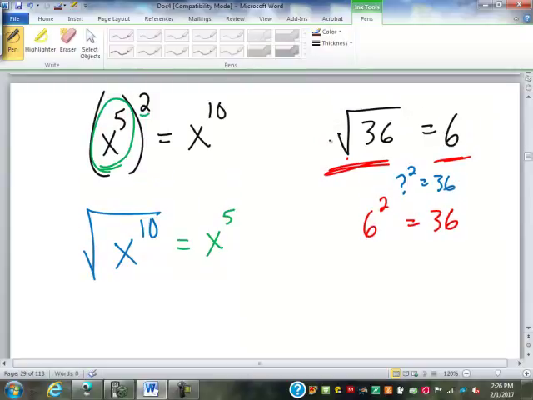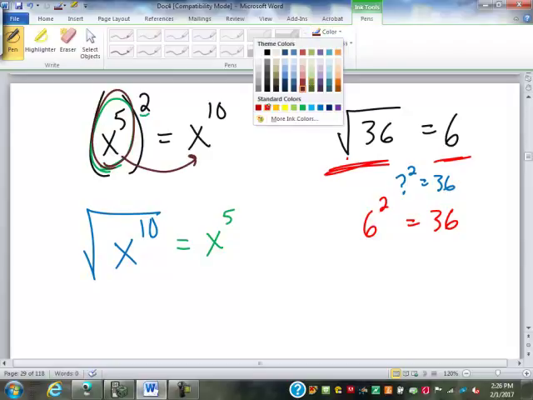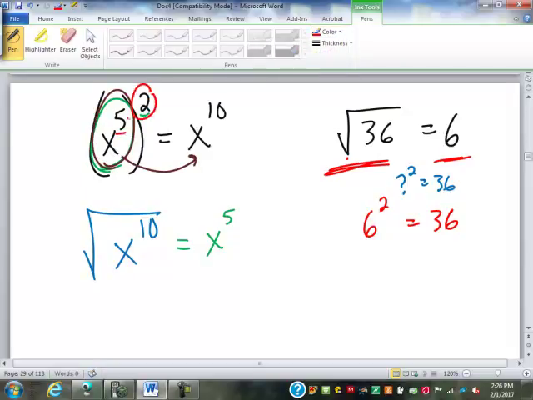To get from x to the 5th to x to the 10th, what did we do to the power when we squared it? We did 5 times 2, right? So going the other direction is just the opposite. If we want to take the square root of a variable that's in an exponent like that, we would divide the power by 2. 10 divided by 2 gives us 5. It's x to the 5th.